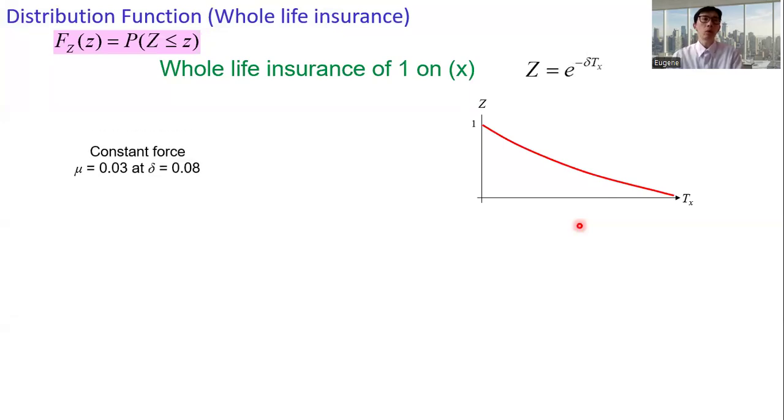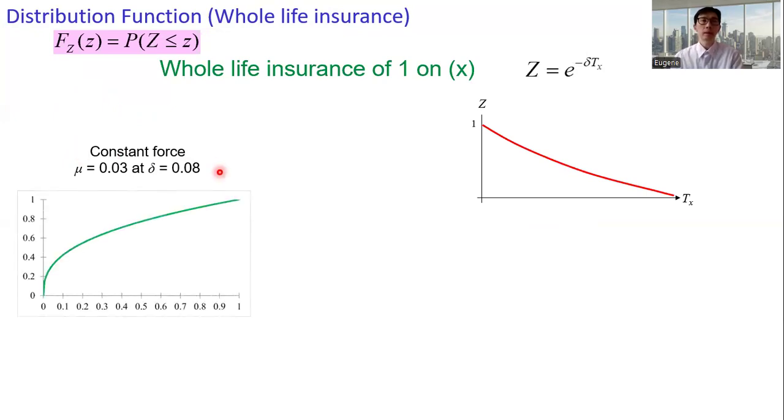Consider a mortality law with constant force of mortality, mu equals 0.03, and the force of interest delta is 0.08. We have the following CDF. The vertical axis is the CDF value, and the horizontal axis is the value of Z.